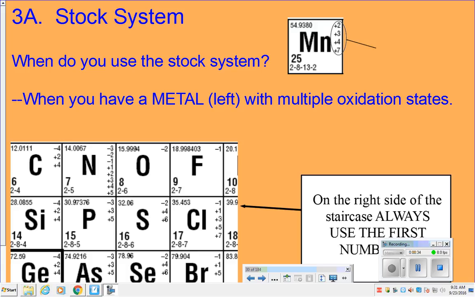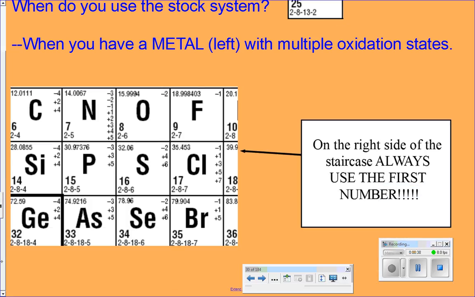So remember, metals are on the left side of the staircase. I do want you to keep in mind that if we're looking at elements from the right side of the staircase, we are always going to simply use that first charge. So if you're looking at sulfur, nitrogen, or chlorine, this can get a little bit confusing at this point, but anything that is on the right side of the staircase, we are still going to keep just using that first number. There will be a time when we use the other numbers, but it isn't until the end of the year, so don't worry about it yet. It'll be a unit called redox, and it'll be a while before we get there.